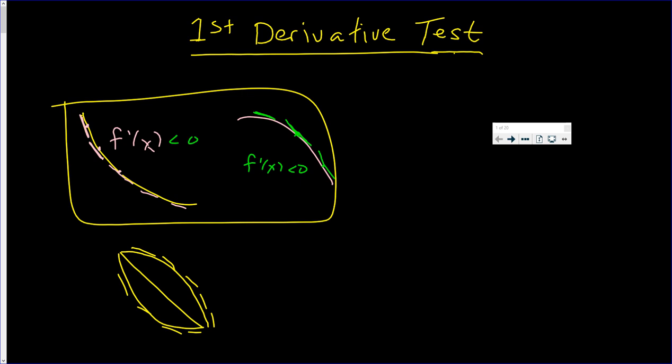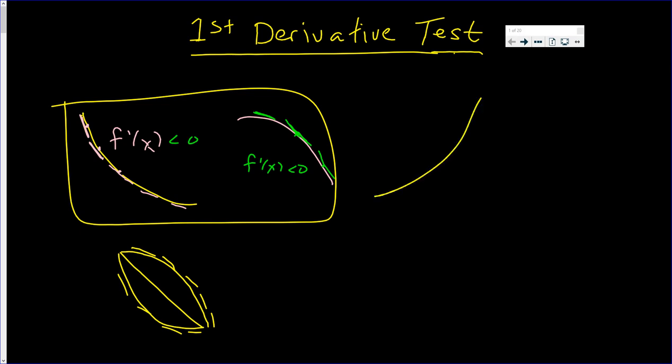Now, we have the same thing going on if the curve goes like this or like this. In both cases the functions are decreasing. As I go to the right, it's going down. This function is decreasing, and f prime of x is negative.